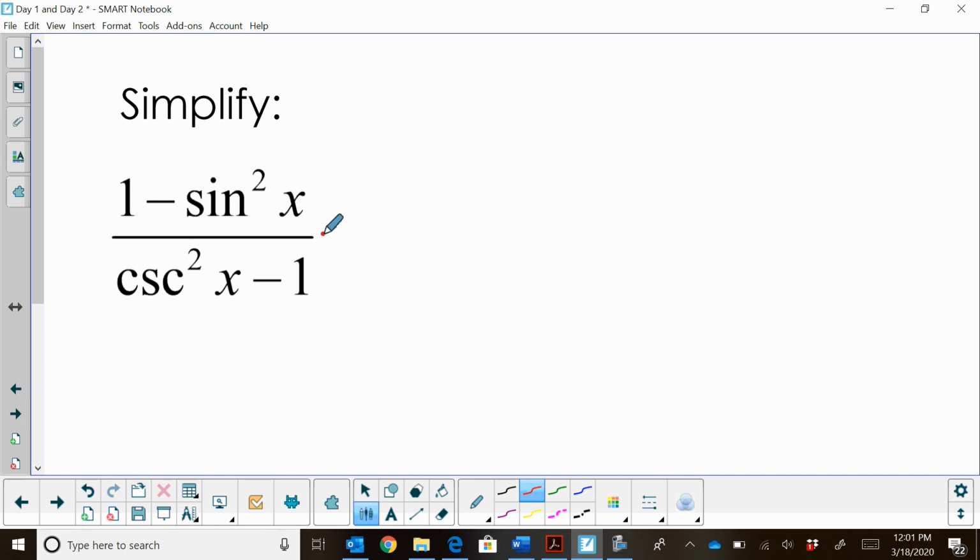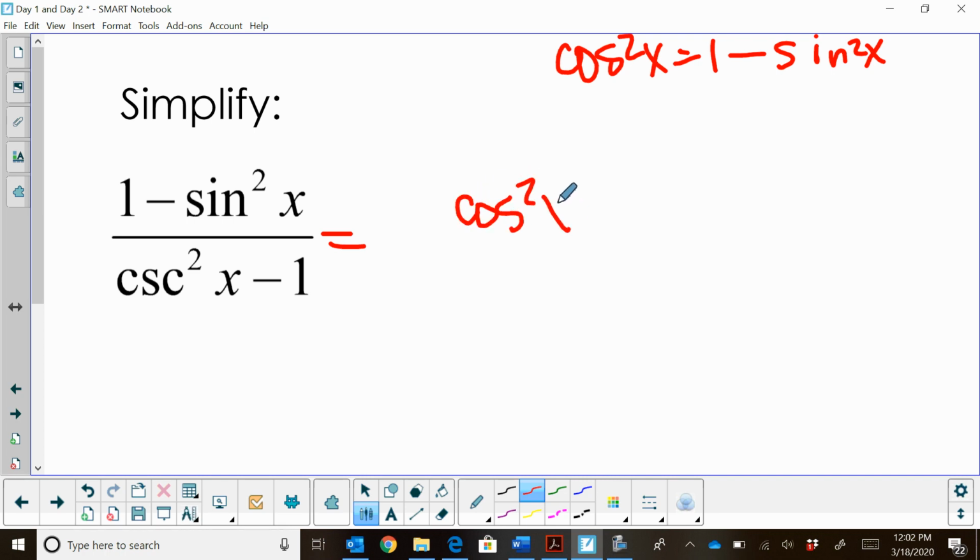Okay, this first one is just a simplified problem. So we're not trying to get to something other than a very simplified expression with trig values. Okay, 1 minus sine squared. I have a sine squared, so that's got to be one of the Pythagoreans. And remember, we have the form of cosine squared x is equal to 1 minus sine squared x. You need to have those handy as you get used to those. So that means I can replace 1 minus sine squared with a cosine squared x.